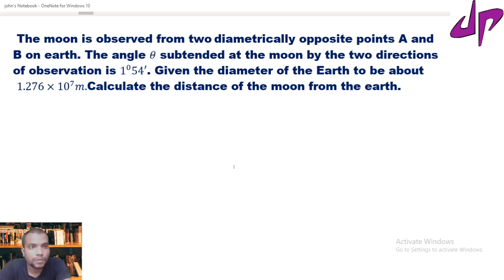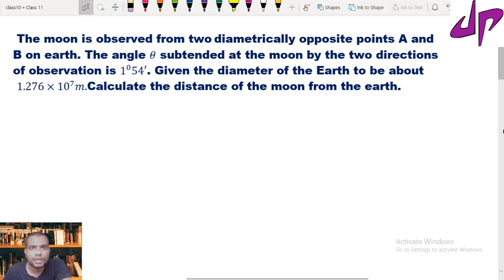Next problem. The moon is observed from two diametrically opposite points A and B on Earth. The angle theta subtended at the moon by the two directions of observation is 1 degree 54 minute. Given the diameter of the Earth to be about 1.276 times 10 power 7 meter, calculate the distance of the moon from the Earth.